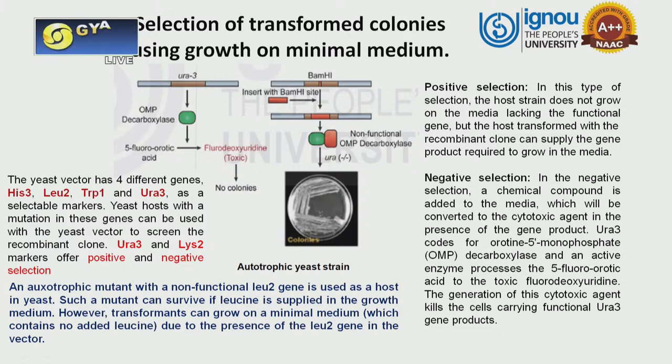There is another example, an auxotrophic mutant with a non-functional LEU2 gene. This LEU2 gene helps in the synthesis of leucine. So the transformants can grow on a minimal media, meaning if the gene is present in the mutant, it allows the growth of the cells on the minimal media, hence you do not have to add leucine to the media due to the presence of the LEU2 gene in the vector. So these are some examples of positive as well as negative selection.